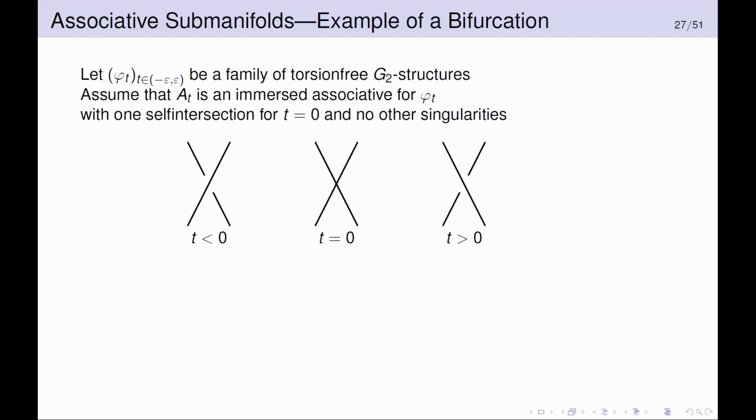So here's an example of a bifurcation. Let's take a family of torsion-free G2 structures and assume we have two associatives like this. You must imagine 3-planes in a 7-space, but maybe lines in 3-space do the same job. And they come closer to each other. At some point they will intersect, and then all of a sudden they will change position and move away from each other. So far that's harmless. So we assume that at t equals 0 we have the self-intersection and otherwise everything is fine.